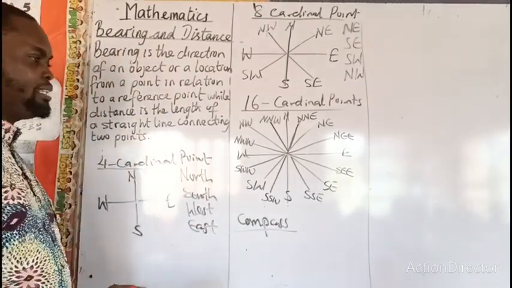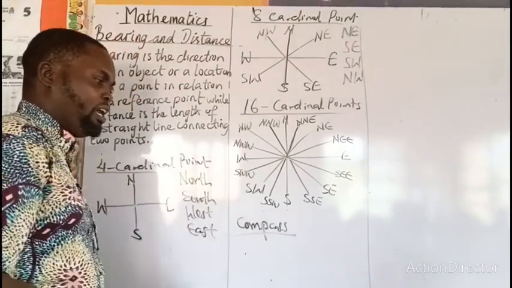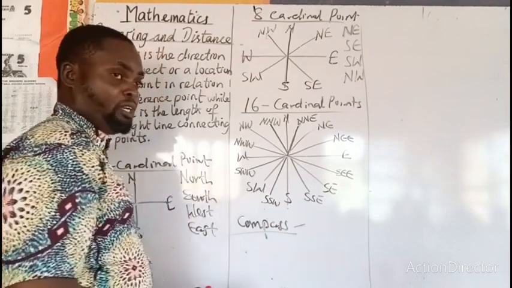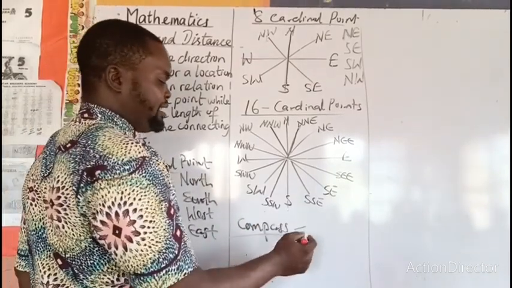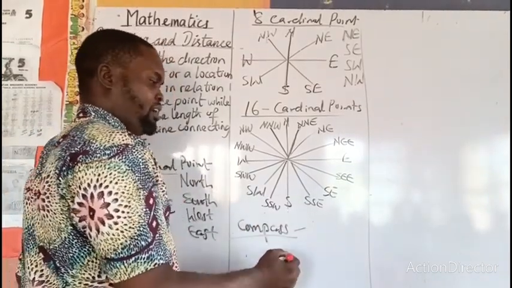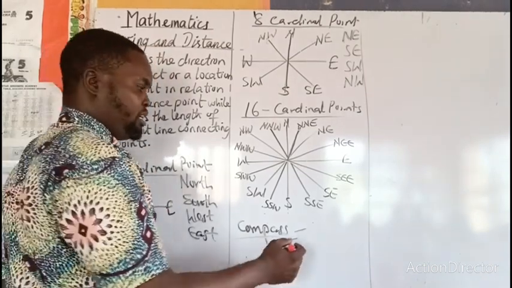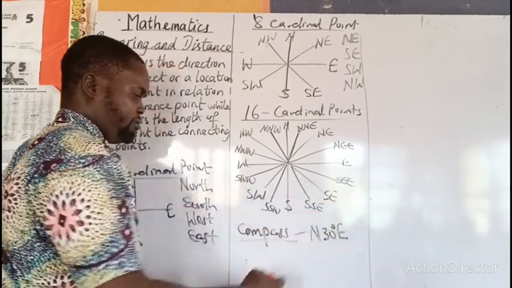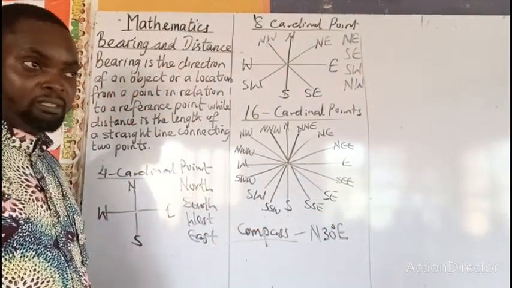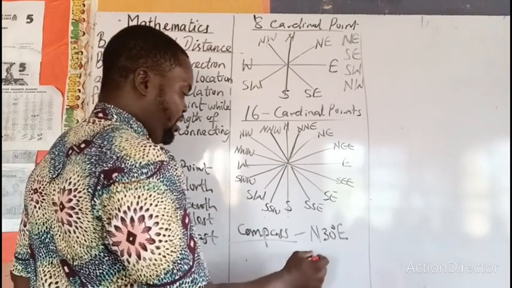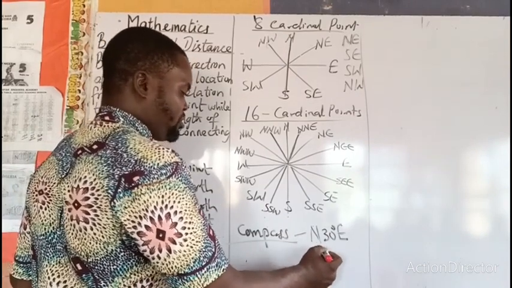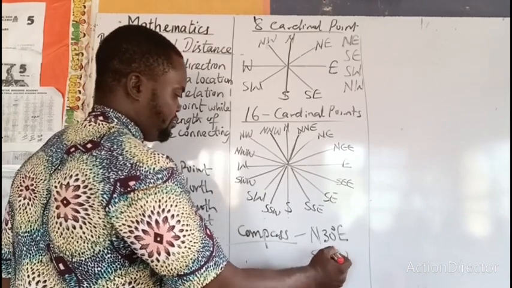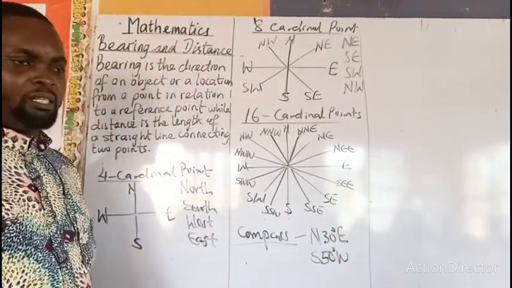Now, somebody may give you a position. They can give the position or the bearing in different ways. Now, you can be given the bearing like this. Okay, the bearing of Lagos from Ogun State is north 30° east. What does it mean? Or the bearing of this, you can say is what? South 50° west. What does this mean?